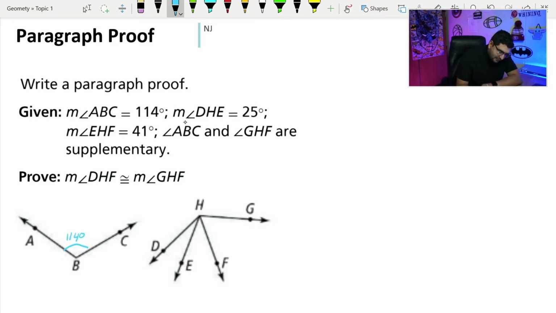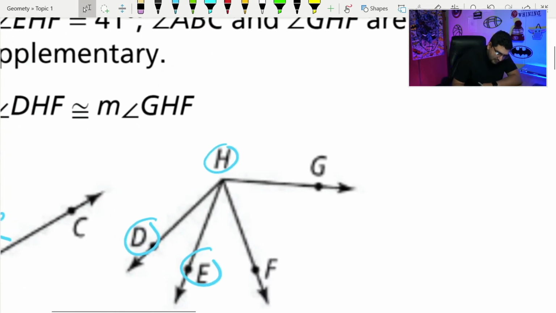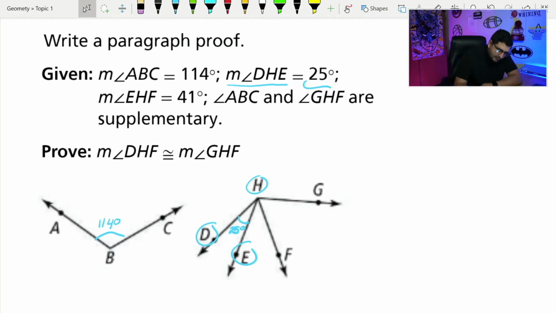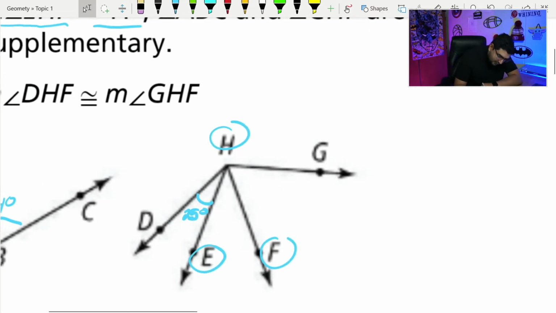Next, they tell me that the measurement of angle DHE, this smaller angle here, is 25 degrees. So this angle right here is 25 degrees. Then they tell me the measurement of angle EHF, the one right next to the one we just labeled, that one is 41 degrees. So again, I'm going to label that 41 degrees.